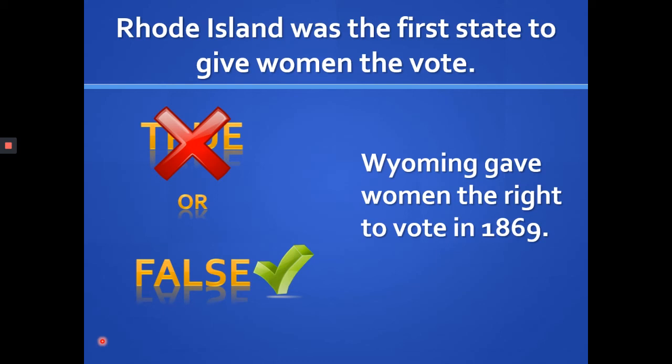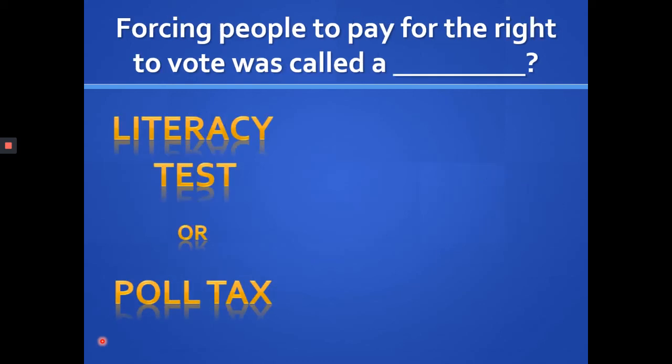All right, question number 3. Forcing people to pay for the right to vote is called a blank. Is that called a literacy test or a poll tax? Pause the video and make your decision.